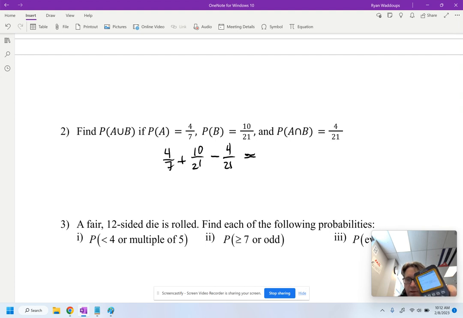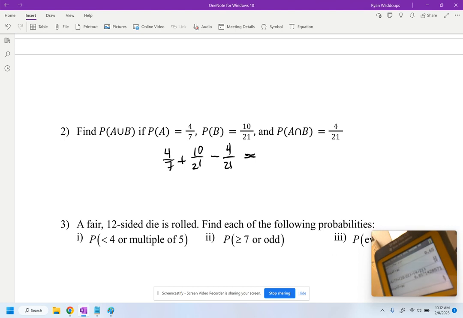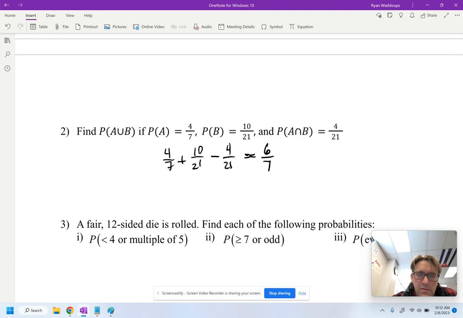So on these calculators, if you press math, enter, it converts it back into a fraction in simplest form, which in this case is 6/7. And that is approximately equal to 0.86, and that's approximately equal to 86%.